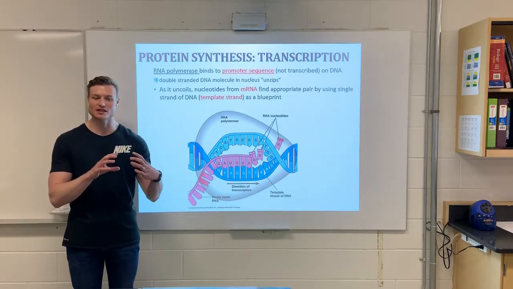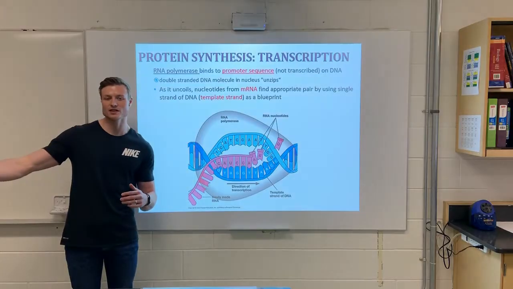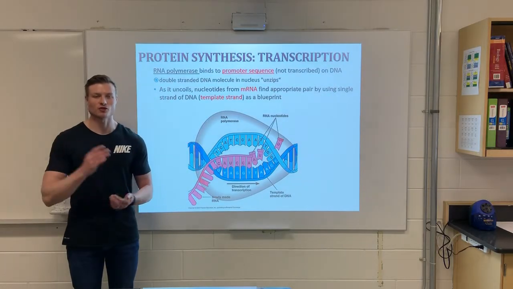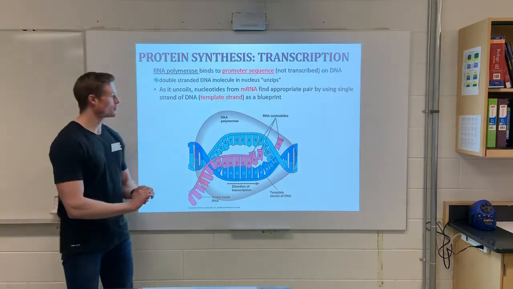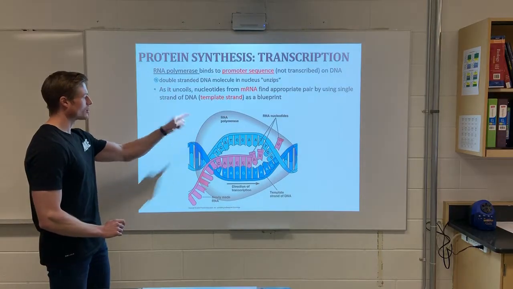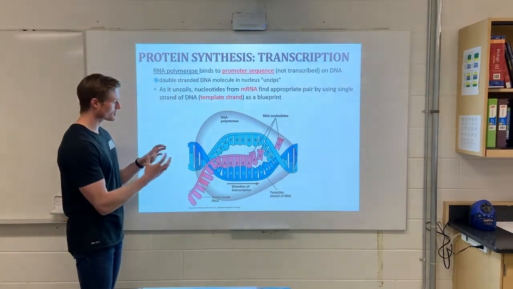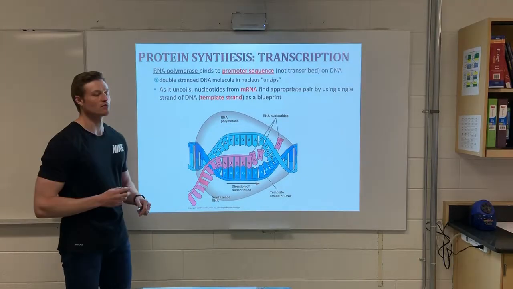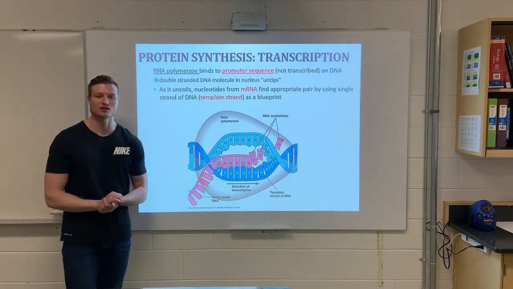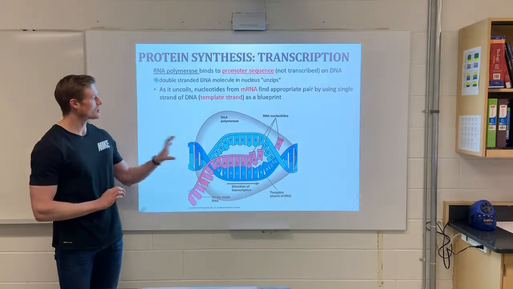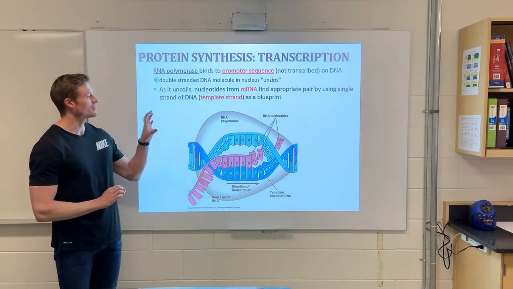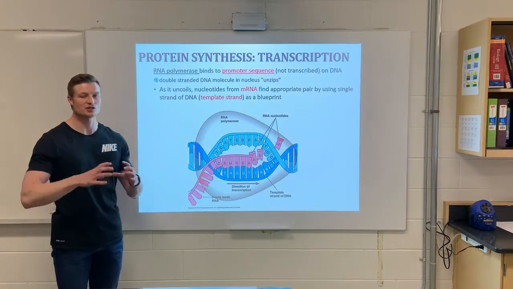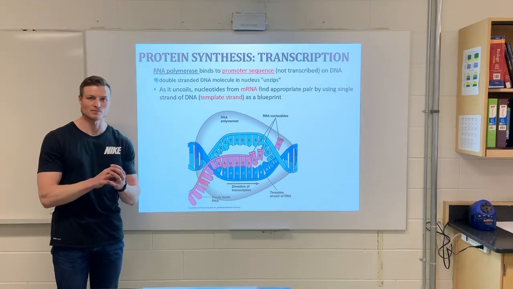So we need to take DNA, make it small enough to leave the nucleus in the form of messenger RNA. So what we're going to do is have an enzyme come in, RNA polymerase. The RNA polymerase, this big enzyme here, is going to lock onto a promoter region. This is step one. It's called initiation. So it locks onto a promoter sequence. This is not transcribed, it's just where the enzyme hooks onto, okay?